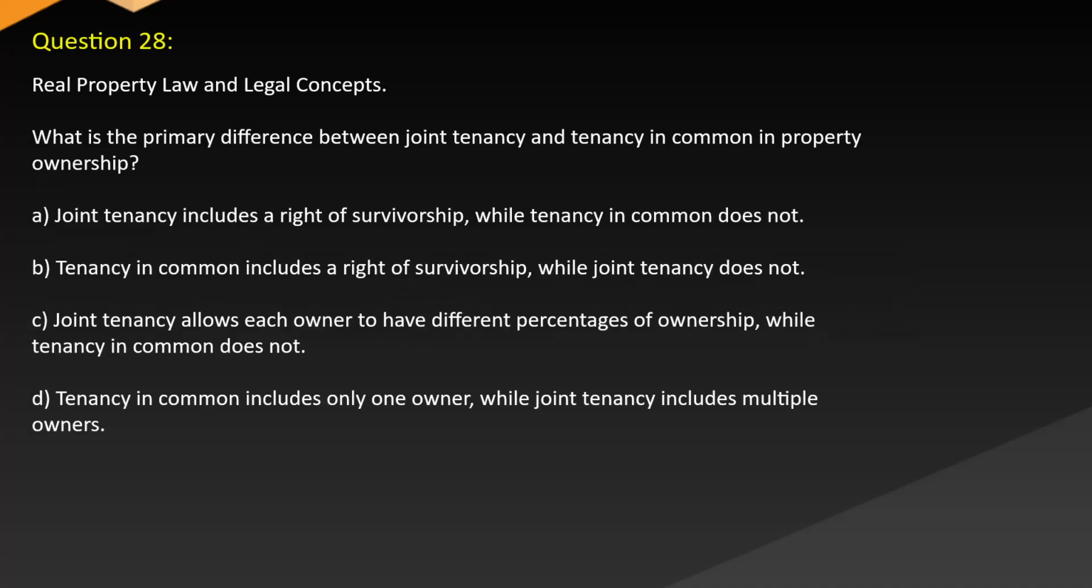Question 28. Real property law and legal concepts. What is the primary difference between joint tenancy and tenancy in common in property ownership? A. Joint tenancy includes a right of survivorship, while tenancy in common does not. B. Tenancy in common includes a right of survivorship, while joint tenancy does not. C. Joint tenancy allows each owner to have different percentages of ownership, while tenancy in common does not. D. Tenancy in common includes only one owner, while joint tenancy includes multiple owners.